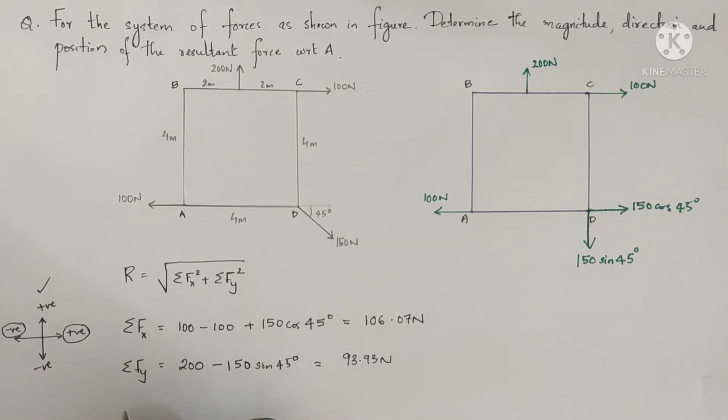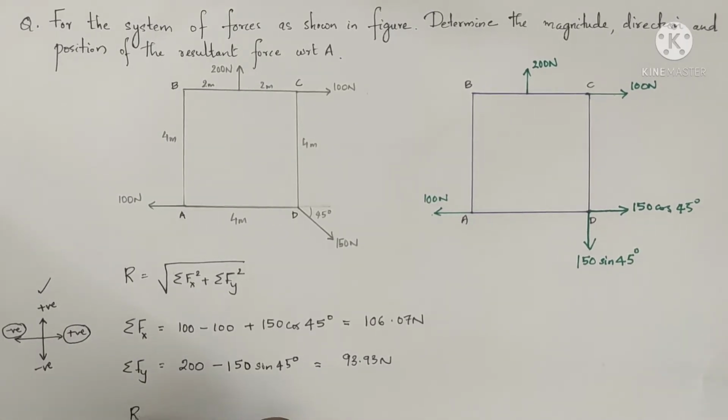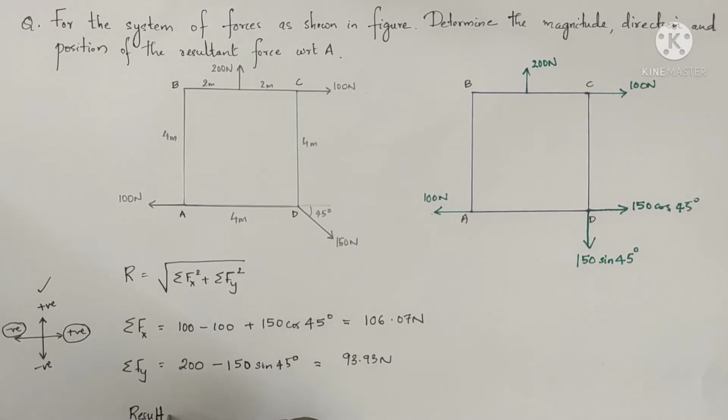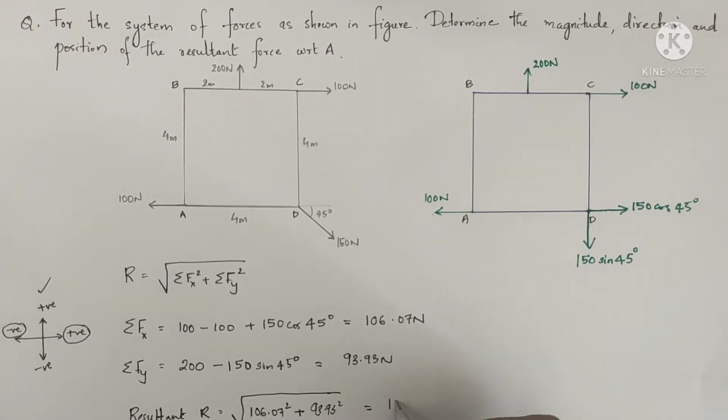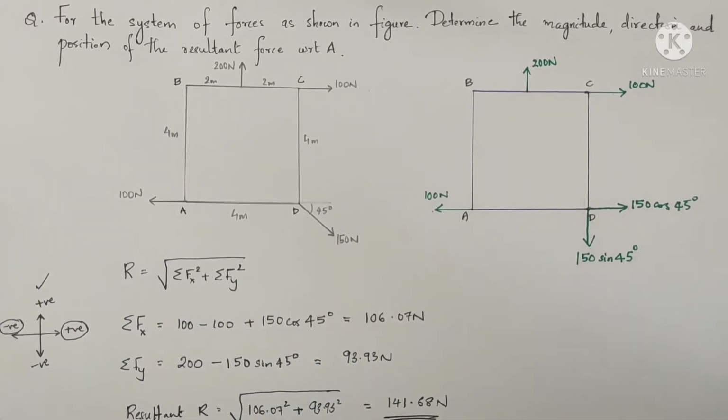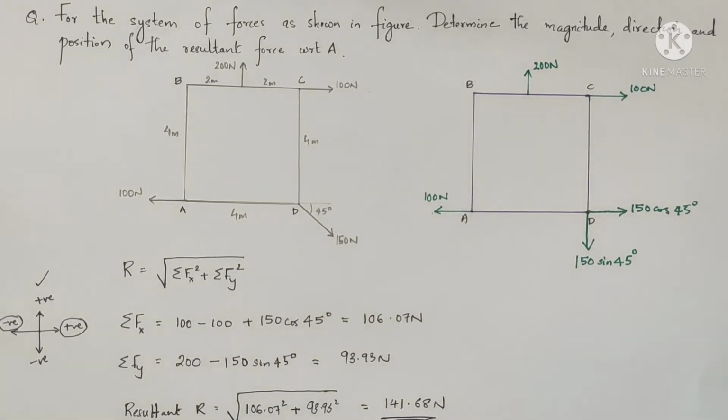Substitute the value for R. Resultant R is equal to root of sigma fx square plus sigma fy square. That is square root of 106.07 square plus 93.93 square. Calculate the value and we'll get the resultant as 141.68 Newton. This is the resultant force.